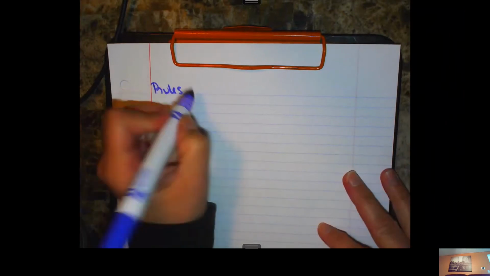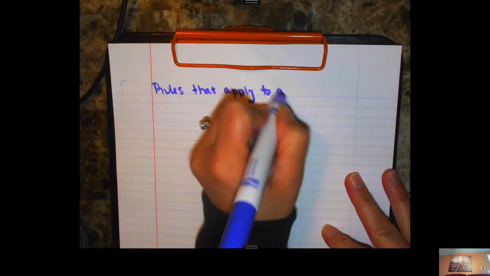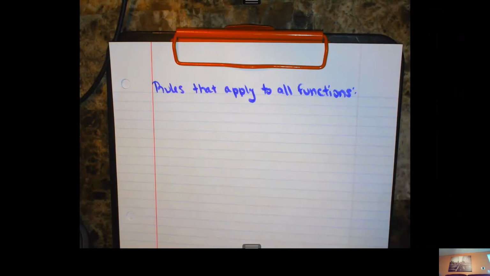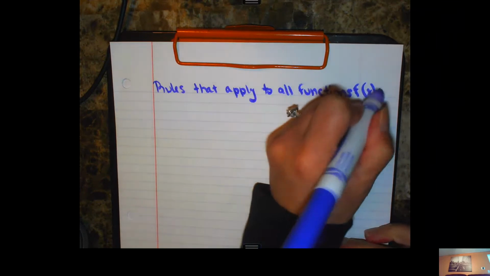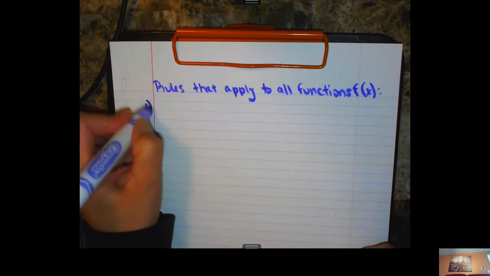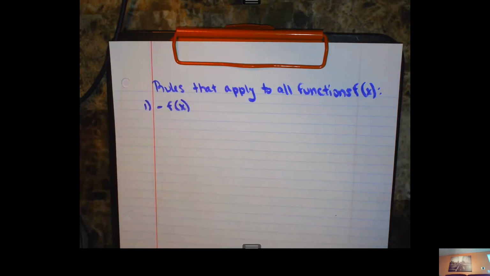Just like on our last notes, we're going to write rules that apply to all functions. And I'm going to throw in f of x here, because last time we were doing y equals, f of x will be just all of our functions. So we've got two rules here. If we have negative f of x, that means we put a negative in front of everything, and it's going to reflect over the x-axis.